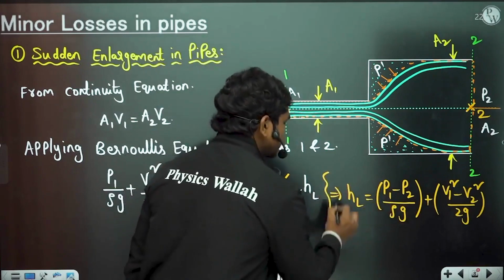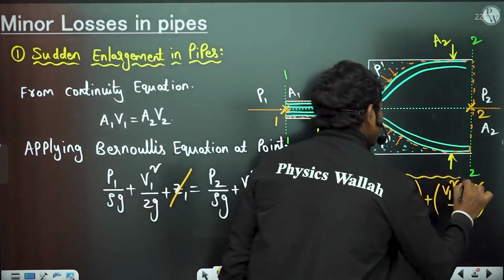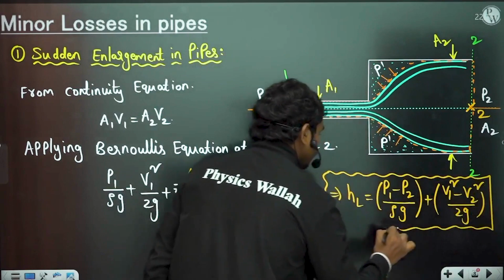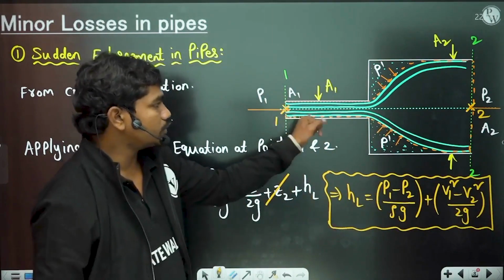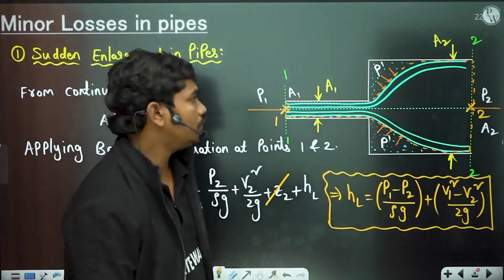So let us see here. Let us try to find some expression for this P1 minus P2. Now let us apply the linear momentum equation. So let us apply the linear momentum equation for this control volume. Then you will try to understand this.